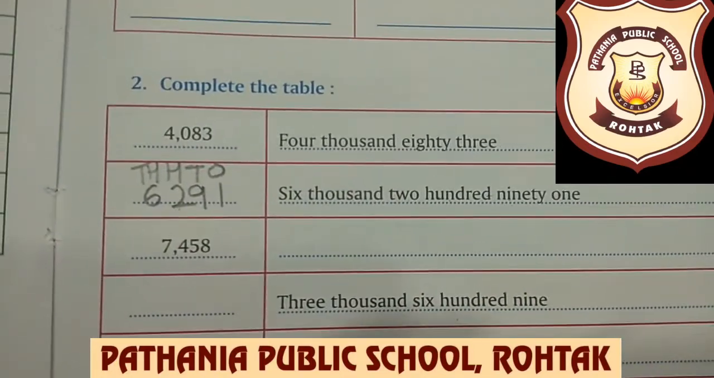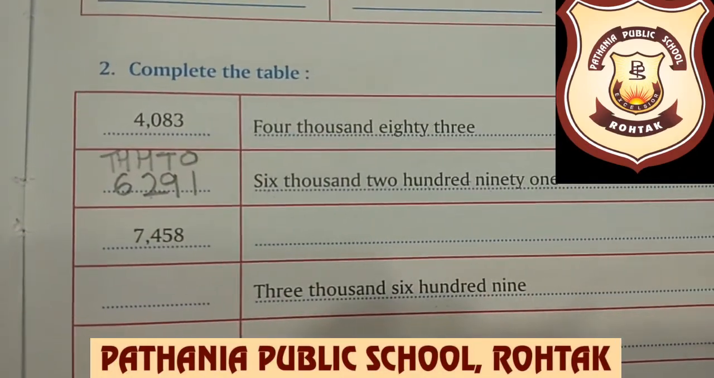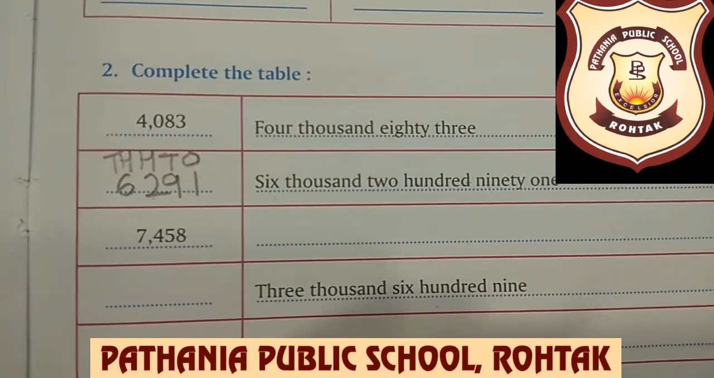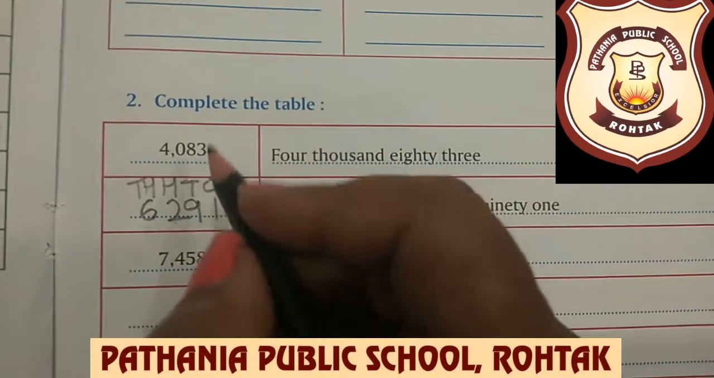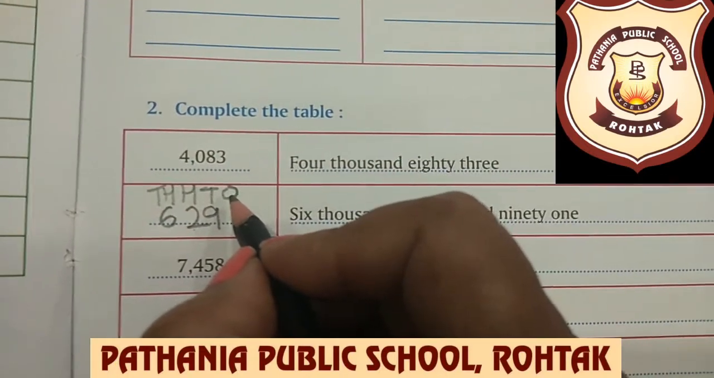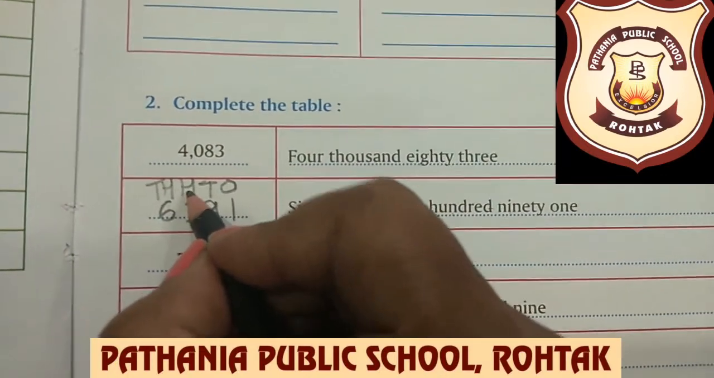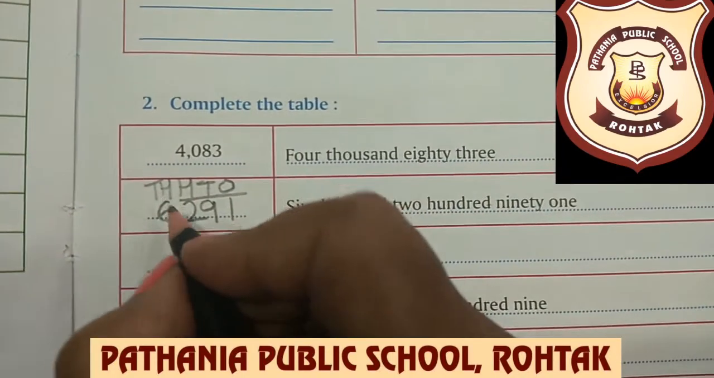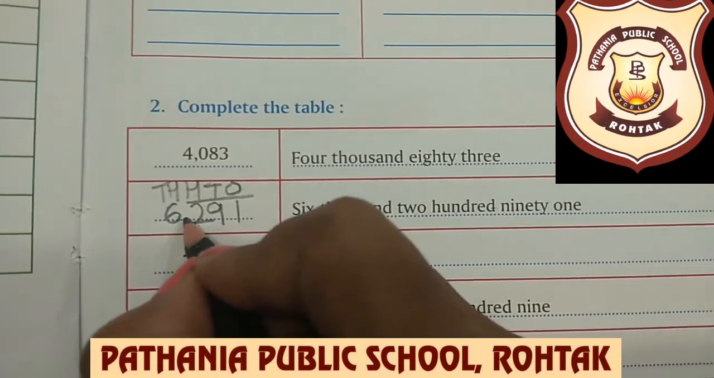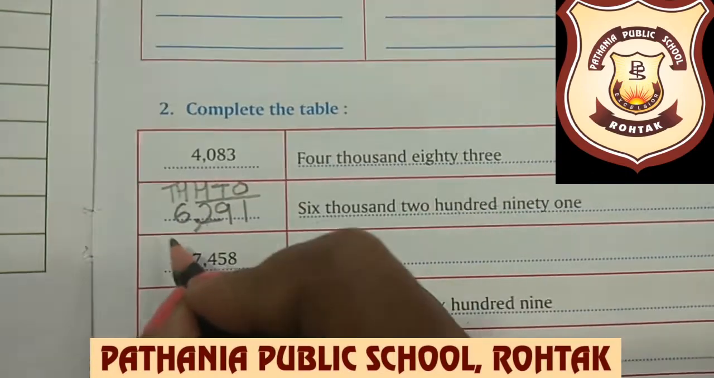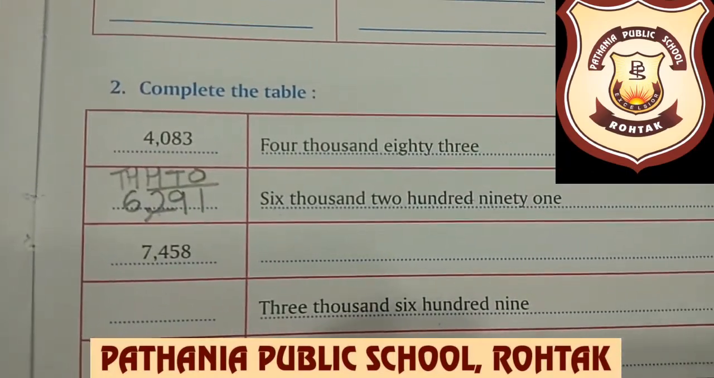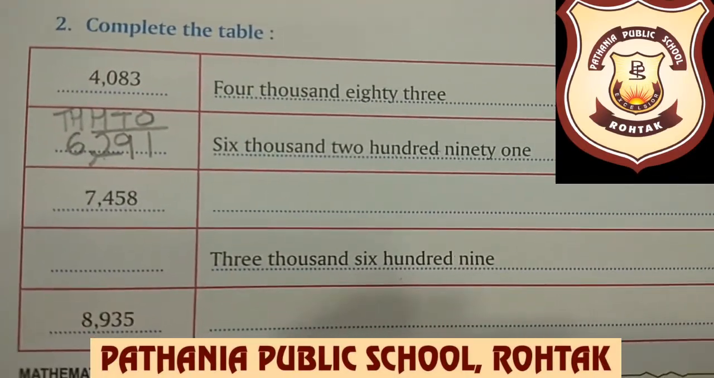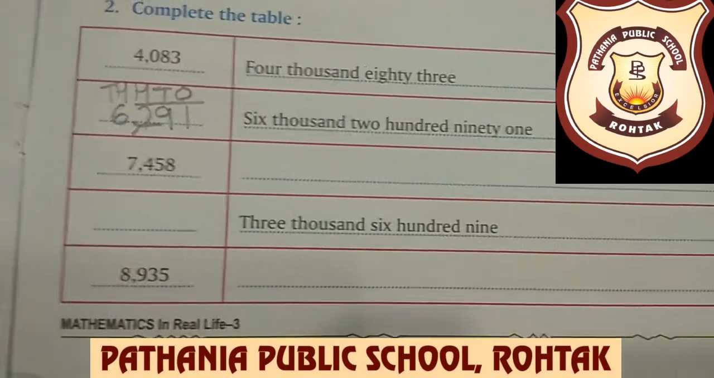Now students, we know that we need to put a comma after completing one period. So let's check where we have completed one period. Ones, tens, hundred. These 3 places come in one period. So we will put a comma after these 3 places here. So the number is 6291.